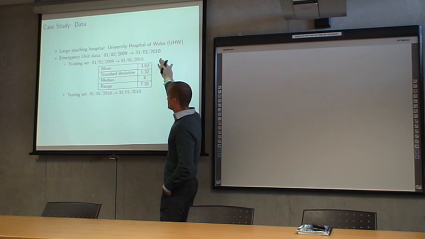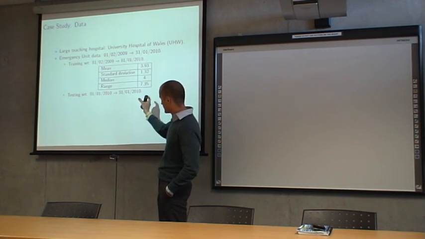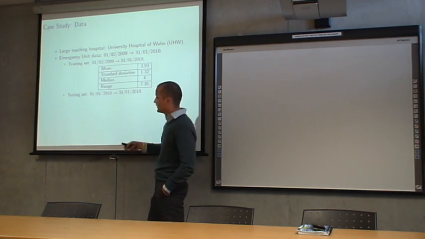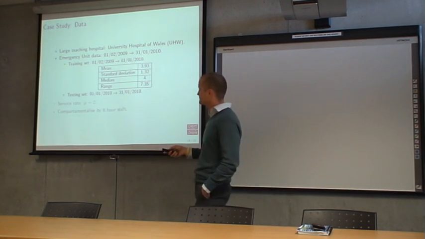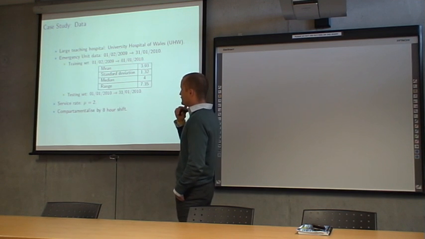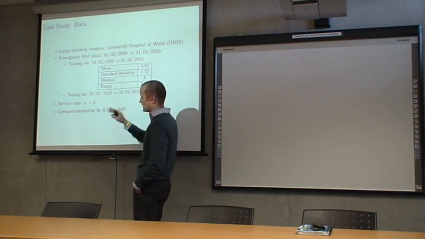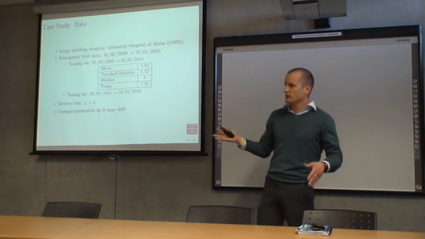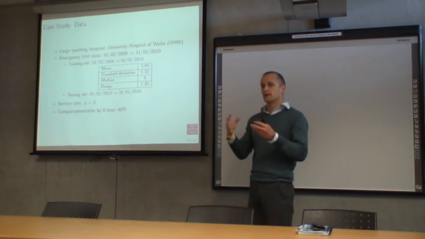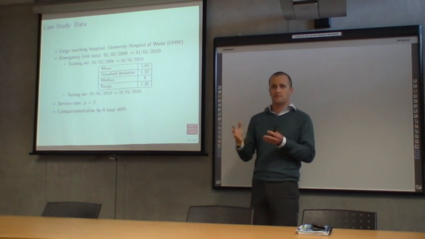And then the other bit of data we have left over is a testing set. So we're going to have now staffing methodologies that we're going to compare on that testing set. We assume a service rate of mu equals 2. Now, that means we assume that a doctor, a server, can take care of a patient every half hour.